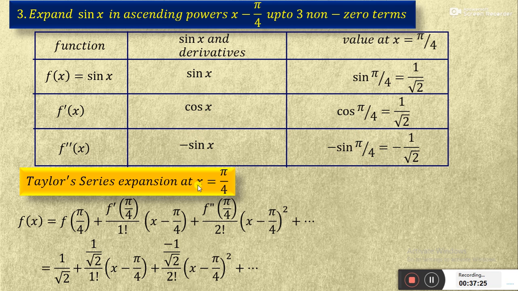Therefore, the Taylor series expansion at x equal to pi by 4: f of x equal to f of pi by 4 plus f dash of pi by 4 by 1 factorial into x minus pi by 4, plus f double dash of pi by 4 by 2 factorial into x minus pi by 4 whole square, plus etc. Now I substitute: f of pi by 4 is 1 by root 2, plus f dash of pi by 4 is 1 by root 2 by 1 factorial into x minus pi by 4, plus f double dash of pi by 4 is minus 1 by root 2 by 2 factorial into x minus pi by 4 whole square, plus etc. This is the answer for sin x, the sin x expansion at the point x equal to pi by 4.